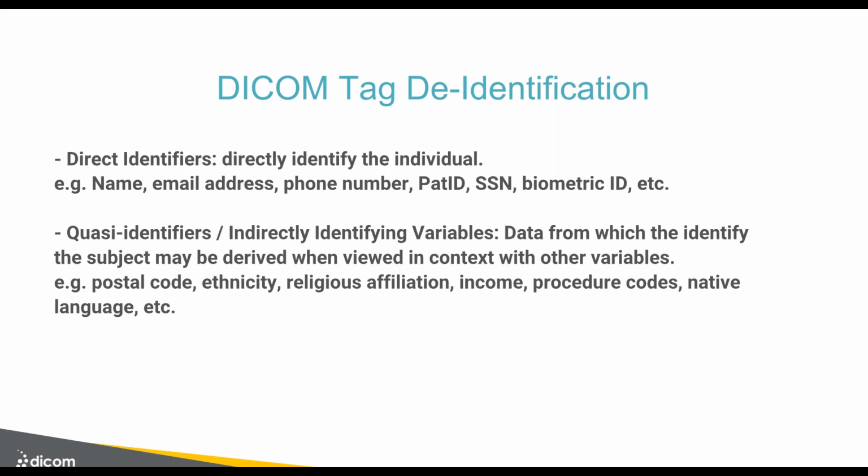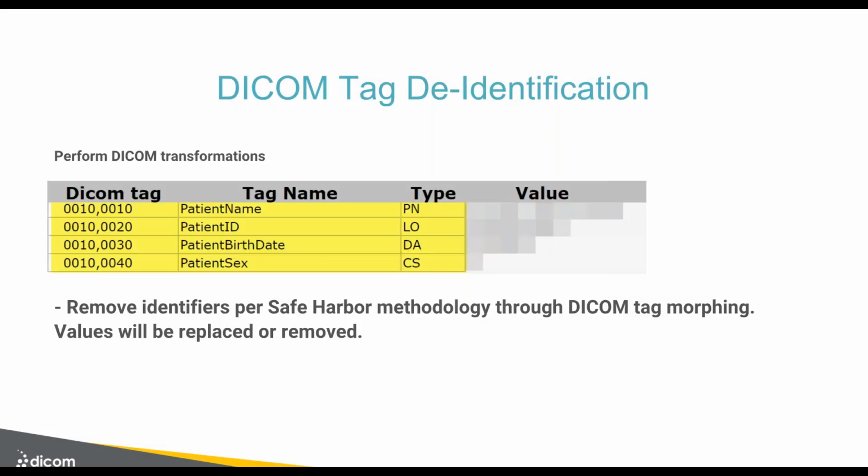But quasi-identifiers are indirectly identifying variables, or data where you can take a couple different elements, put them together, and figure out who the patient is. So some that are considered are postal codes, religious affiliation, and so on. You want to keep that in mind as well when you're designing your de-identification framework.